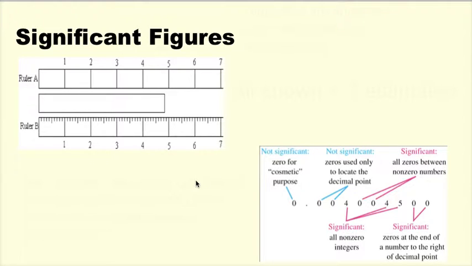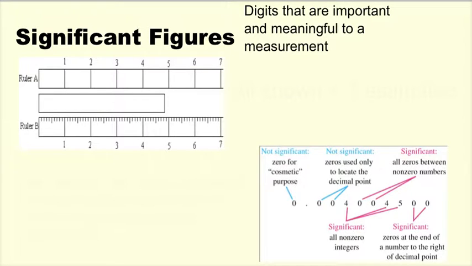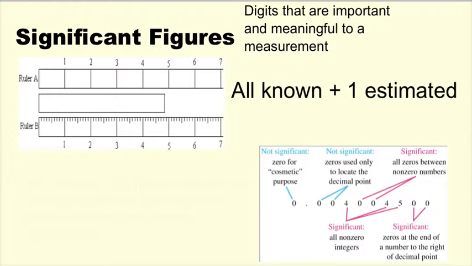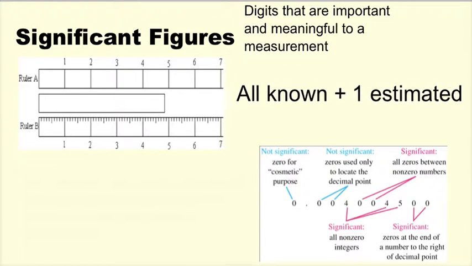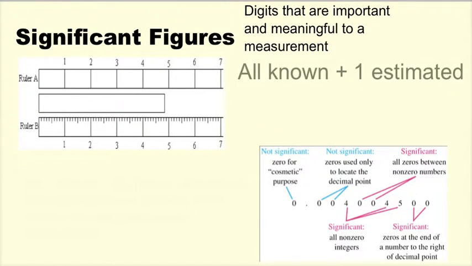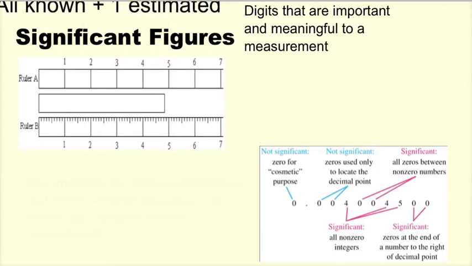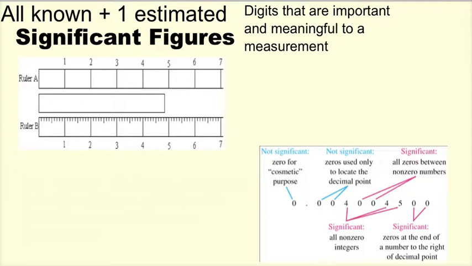Okay, so today we're going to be talking about significant figures. Significant figures are digits that are important and meaningful to a measurement. When we're making measurements, such as using these rulers here, we're going to be following the rule: all known plus one estimated.